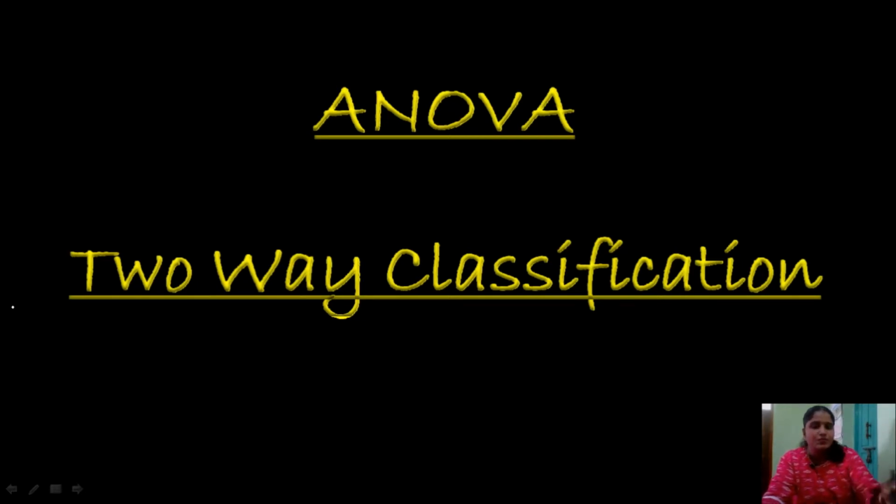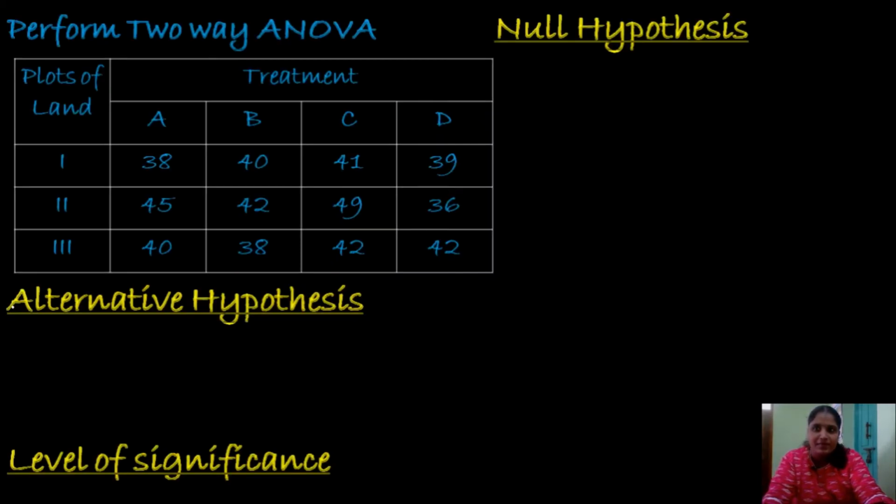Now I am going to explain two-way classification of ANOVA in detail. For that, let me take a simple example and explain the procedure involved in two-way ANOVA. So, perform two-way ANOVA for this problem. Here plots of land and treatment is given. There are three different plots given, 1, 2, 3, and 4 treatments given here, named as A, B, C, D, and these are all the values. Now we have to perform two-way ANOVA for this problem.